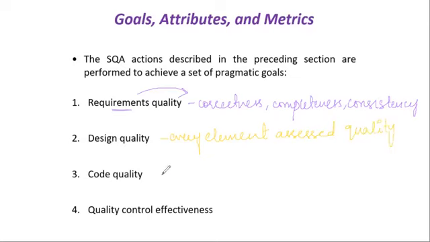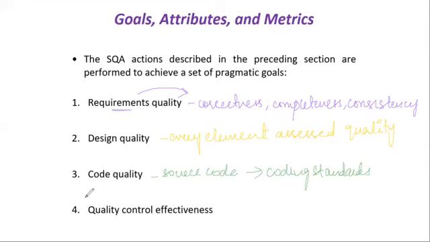The next one is code quality. Code quality here means the source code. The source code of whatever program you're writing should meet all the coding standards. It should not be very complex. It should be simple. It should have all the characteristics for maintaining. So you should maintain the quality of code.